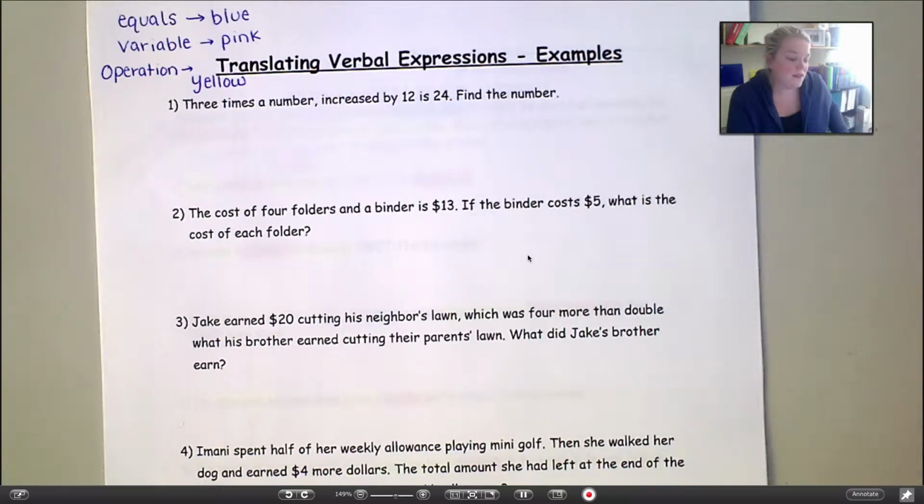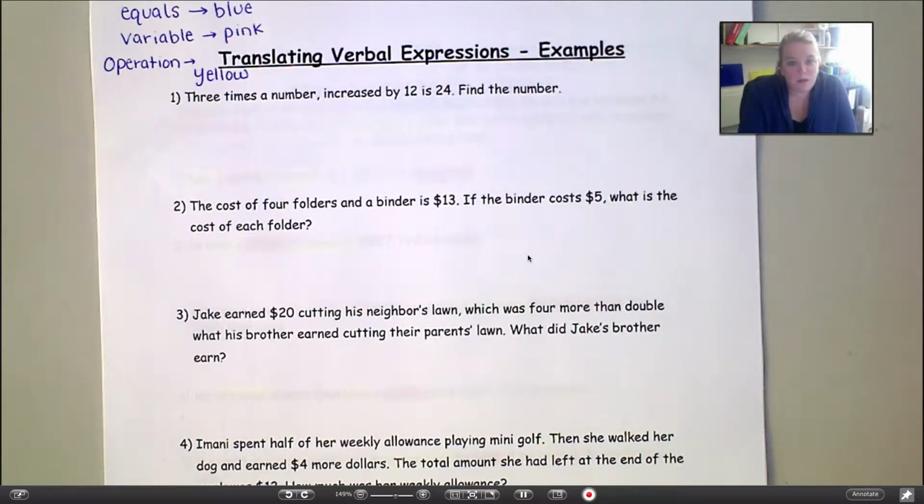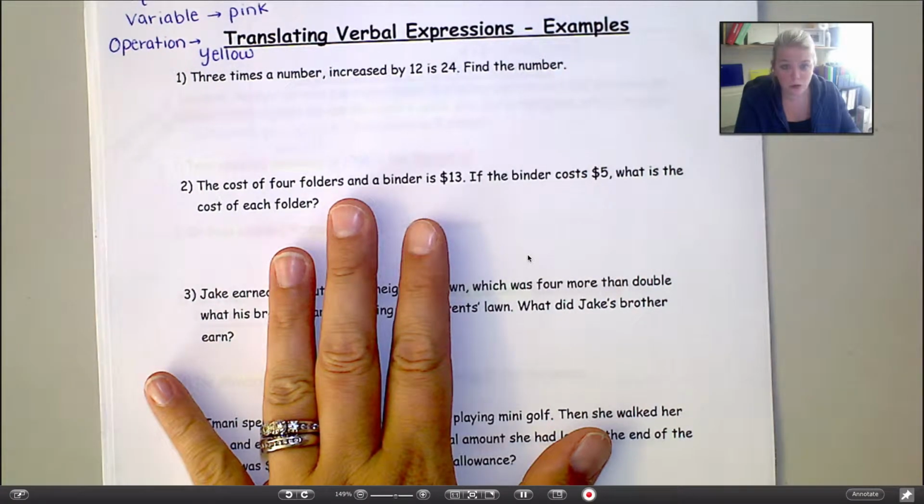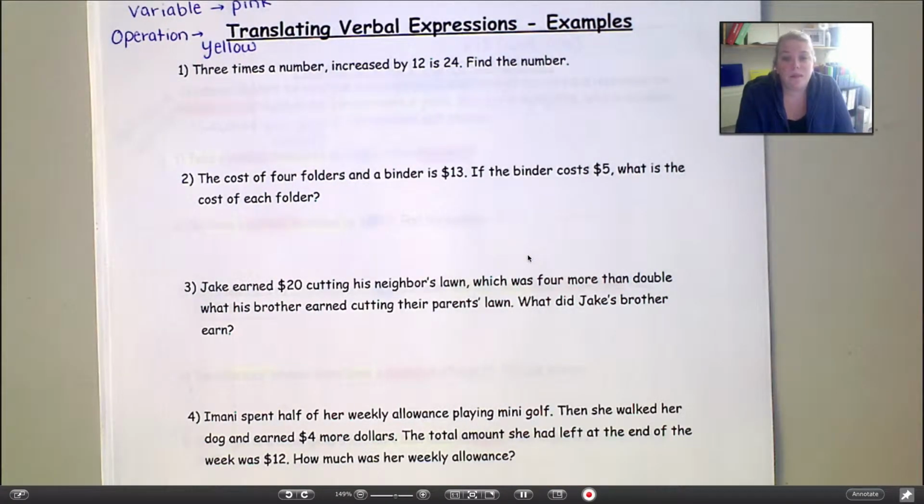Everyone. Today's lesson is on translating verbal expressions, which is really just a fancy way of saying we're going to take words, sentences like these ones on your paper. This paper, by the way, is located inside your notes packet. Taking words, verbal sentences, and translating them into algebraic equations. Literally translating, like you would translate from a foreign language. If you're translating from English to Spanish, it's the same process.